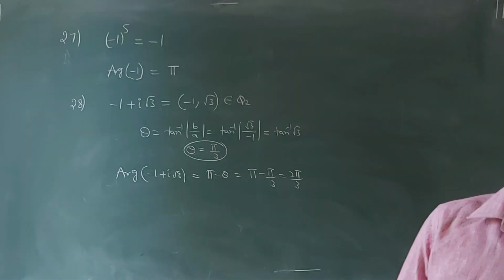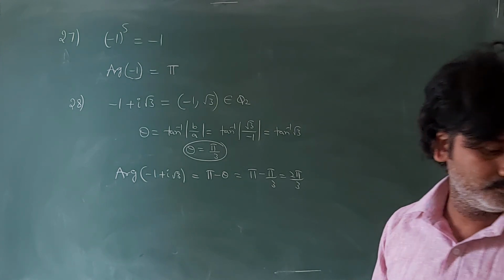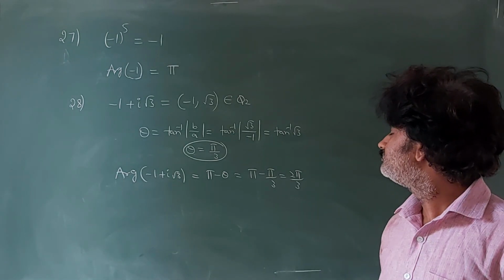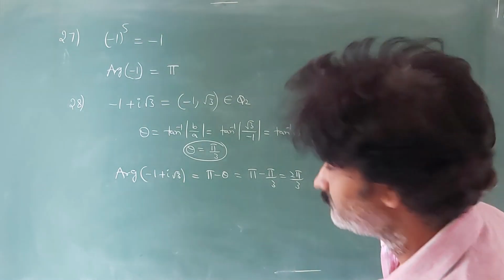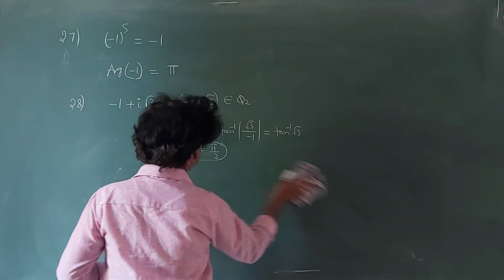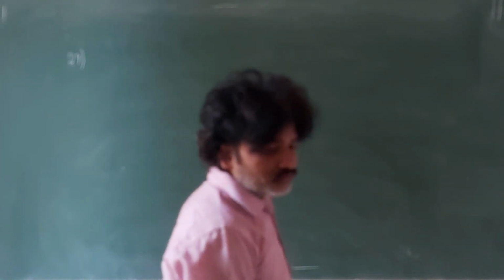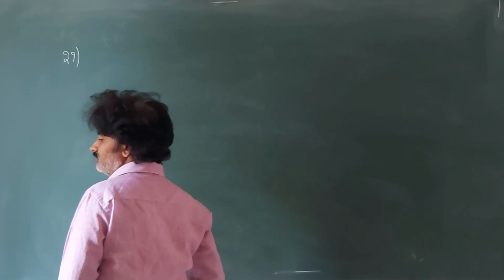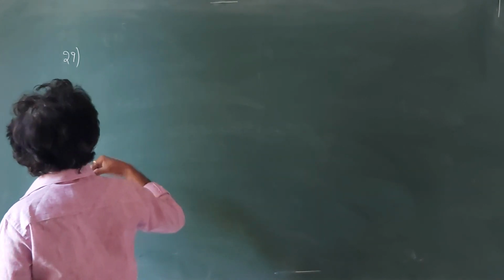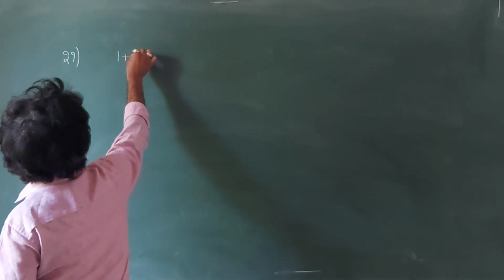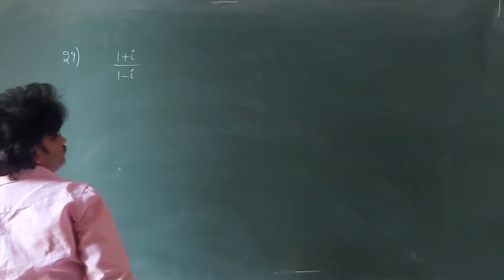Right. Next, 29th. On the 29th, there is a key mistake. The answer is not there, please correct it. First, look at the problem. What is the question they gave? The amplitude of the conjugate of the complex number. So first we need the conjugate of the given complex number. What is the complex number given? 1 plus I by 1 minus I.